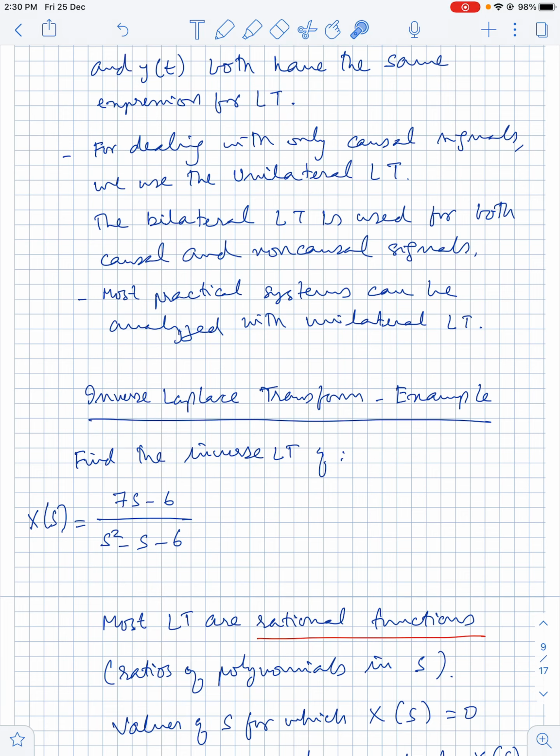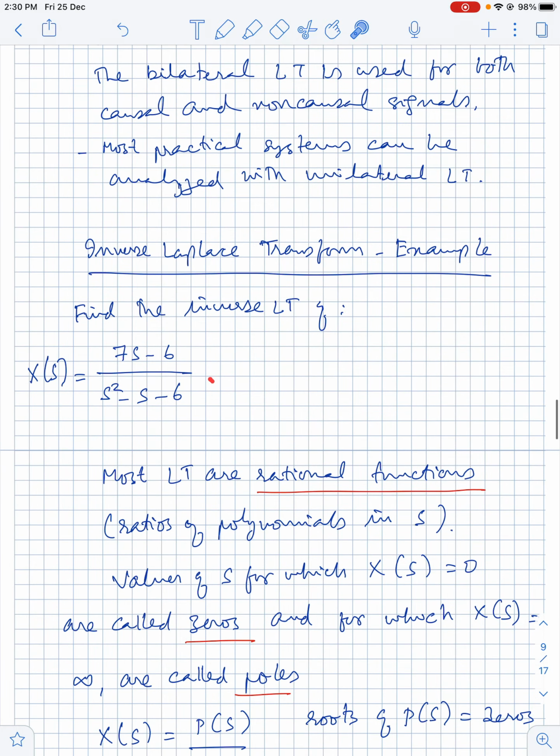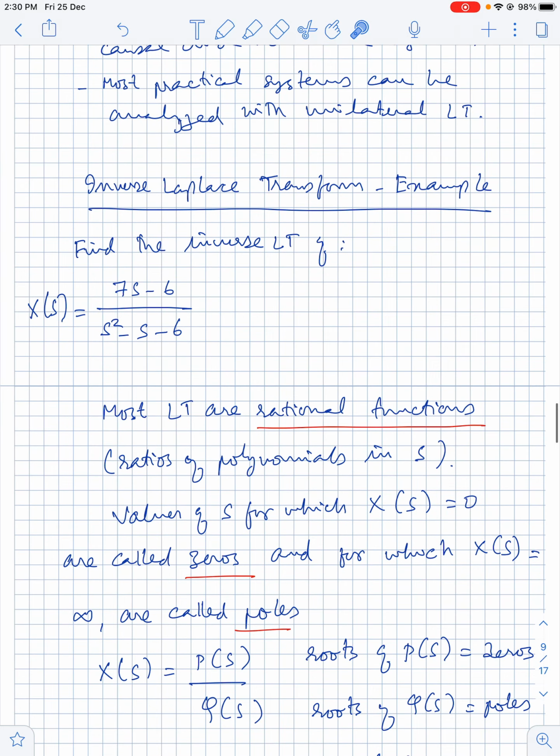So in principle we'll be using only the unilateral Laplace transform, because we restrict our analysis only to causal signals. Now let us do this by example. Let's find the inverse Laplace transform for this particular signal. X of s is 7s minus 6 by s square minus s minus 6. You can see that it is a ratio of two polynomials, right? So this kind of Laplace transform is known as a rational function. It is a ratio of two polynomials in S.